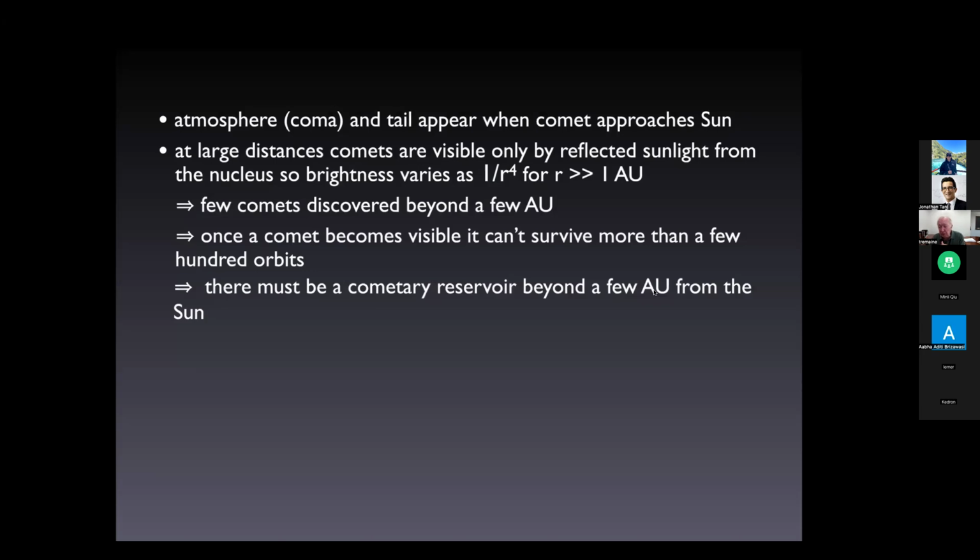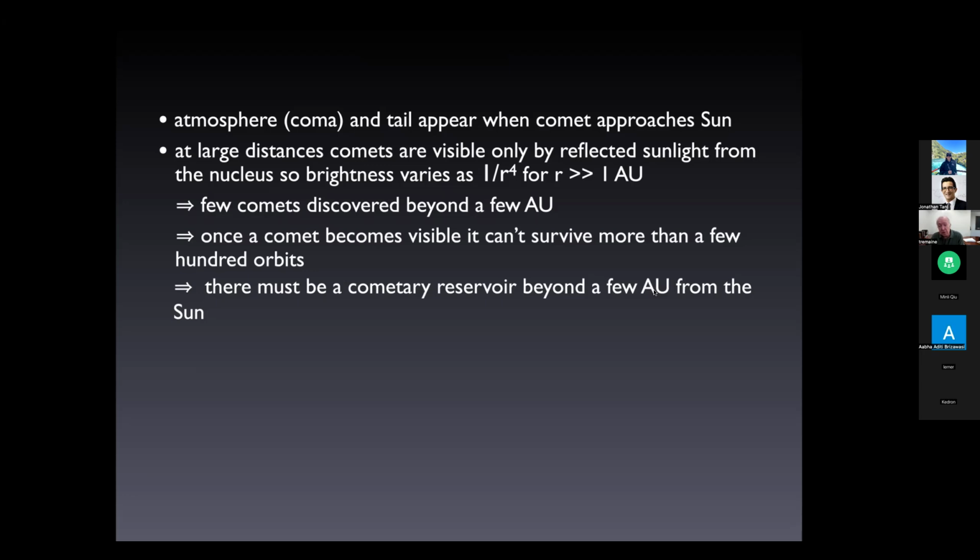The comets become visible because there are volatiles in the surfaces of the comet nuclei, and those volatiles produce a thick atmosphere around the comet and a tail as they stream away from the comet. That's what makes comets so spectacular and so visible when they come close to the sun. On the other hand, at large distances from the sun, there is no coma, there is no tail. Comets are visible only as a result of reflected sunlight off the nucleus. So the brightness of the comet falls off like a very high power of the distance it's away from the sun. A consequence of that is that very few comets have been discovered beyond a few AU from the sun, because they only become visible once they're losing volatiles.